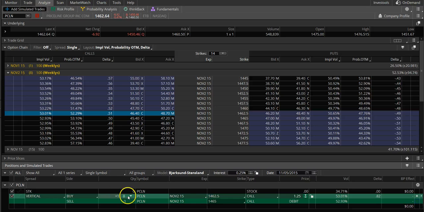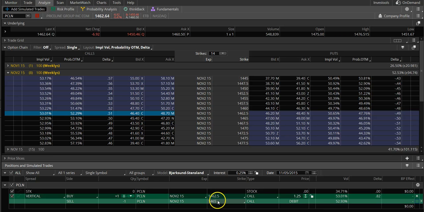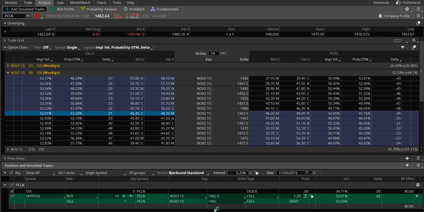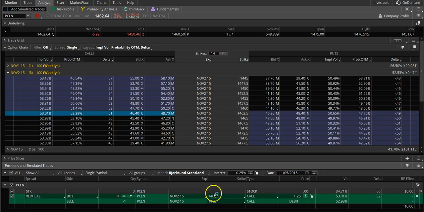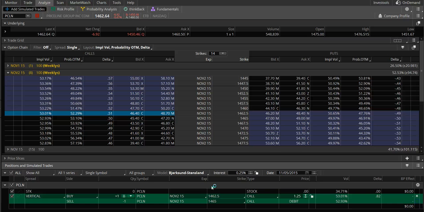We're buying the next week's at the money strike. We're selling the 1465. So what does that mean? That means that if the price is above 1465 at expiration, we make max profit. In this case, it's $1.25. If it's below 1462.50, we were wrong and it's worthless.